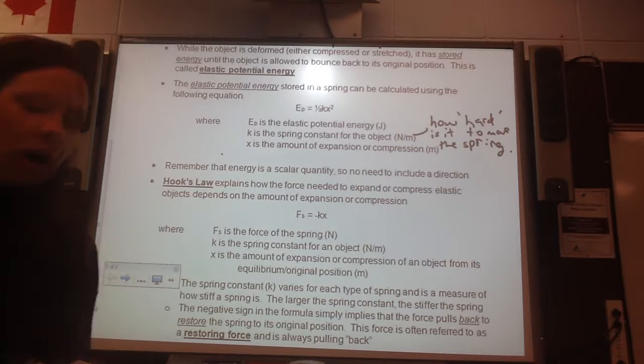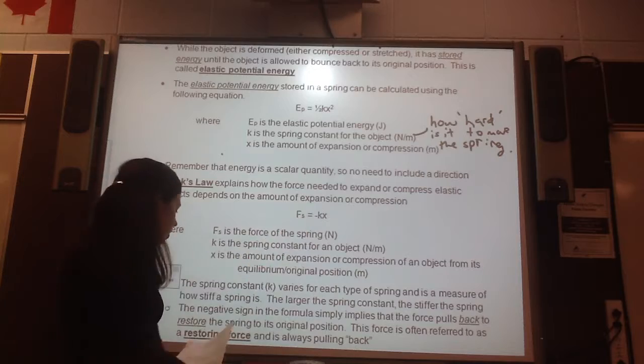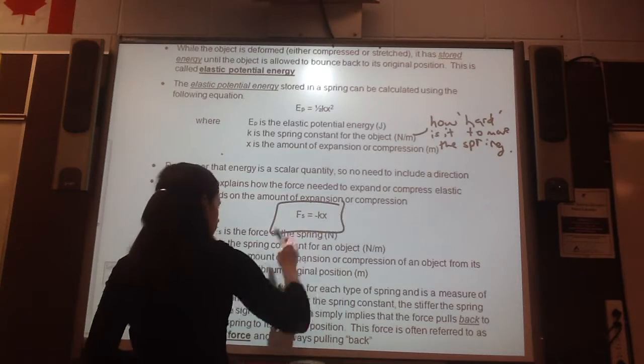Now, here's a new law. Hooke's law explains the force needed to expand or compress elastic objects depends on the amount of expansion or compression. So this is Hooke's law. So circle, highlight that one.